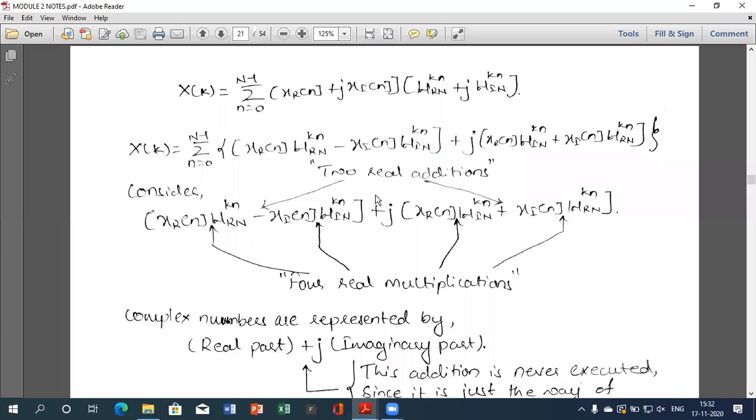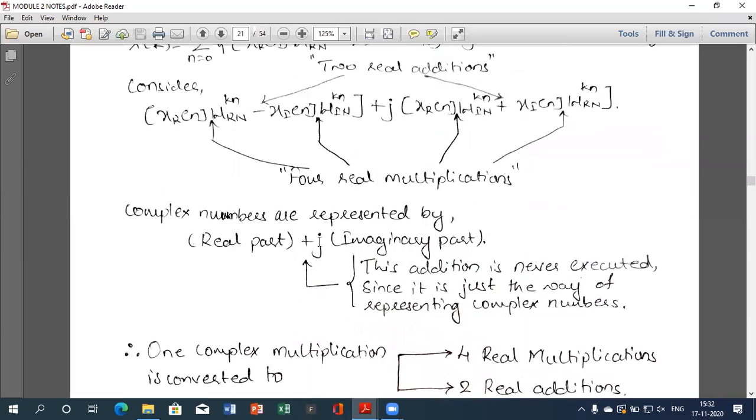Now don't confuse with this one. This is just to show that this belongs to complex. That's the importance. Plus will not be evaluated in the processor. We show this plus just to represent complex numbers, for the users, not for the computers. That is what is written here: complex numbers are represented by real part plus j of imaginary part. So this addition is never executed. Understood? Since it is just a way of representing complex numbers, the plus here will not be executed by the processor. This is just a representation so that we can understand that this number belongs to the complex numbers. That's it.